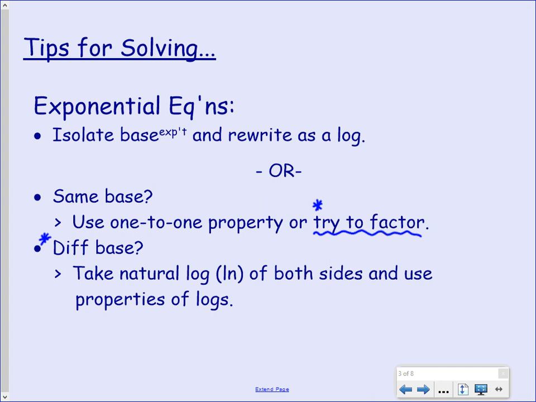But note that you don't have to use the natural log. You could also use the common log or any other log as long as you took the same base log on both sides. I suggest natural log or common log because those are in your calculator, so they'll be easy to evaluate at the end. And then I've always just been taught to use the natural log, so that's what I do. But it could be any log. Take the same log on both sides.